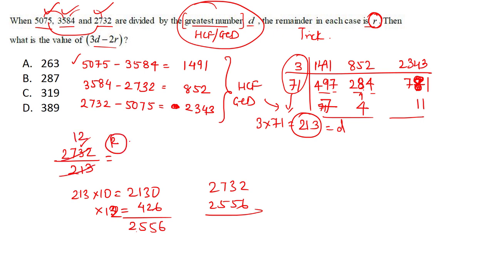And the remainder is going to be, let us see what it is. 12 minus 6 is 6, and 2. 12 minus 5 is 7, and 6 minus 5 is 1. 2 minus 2 is 0. 176 is the remainder. This is the value of R.